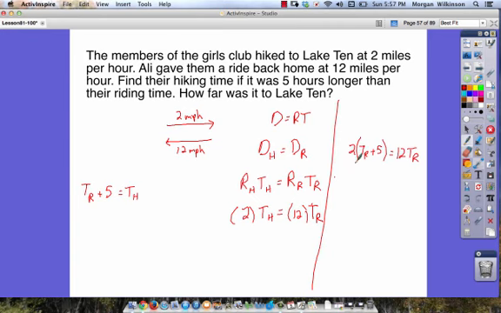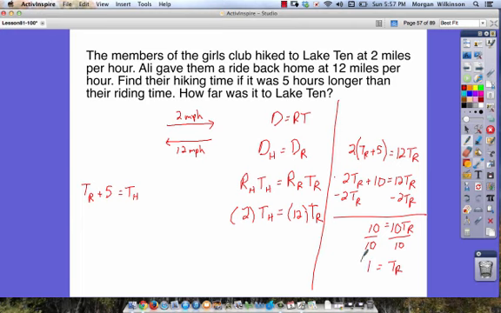Go through our multiplication here with our distributive property. You get 2 times t sub r plus 10 equals 12 times t sub r. And then we can go ahead and subtract 2 t sub r from both sides in order to find our answer. Now we have 10 is equal to 10 t sub r. We'll divide both sides by 10, and t sub r, that must be equal to 10 divided by 10, which is 1. So, time of riding equals 1.